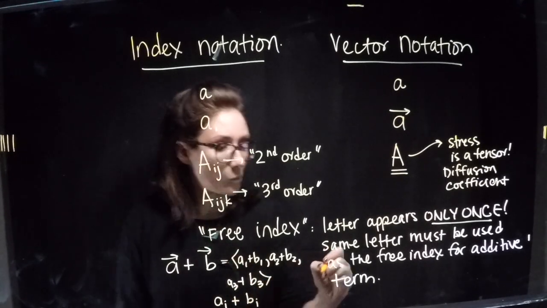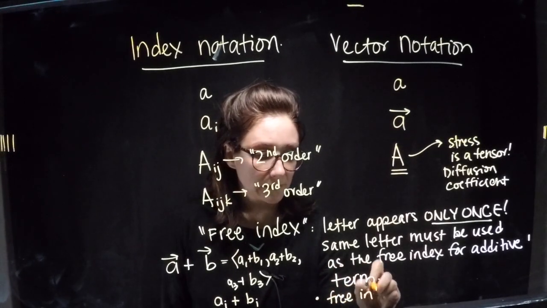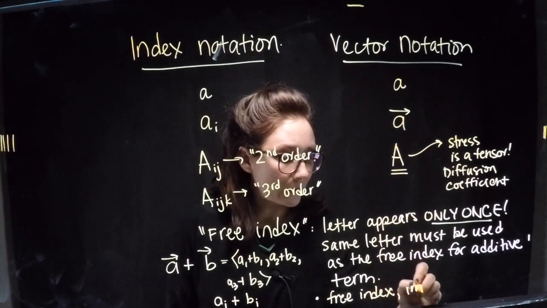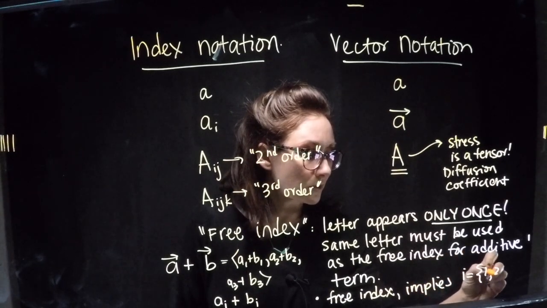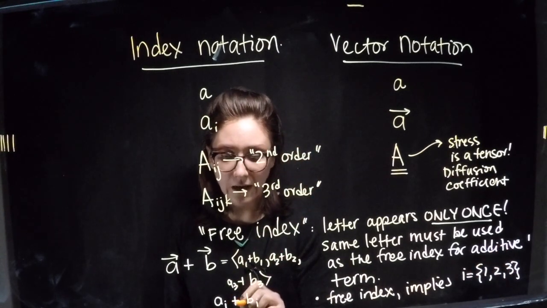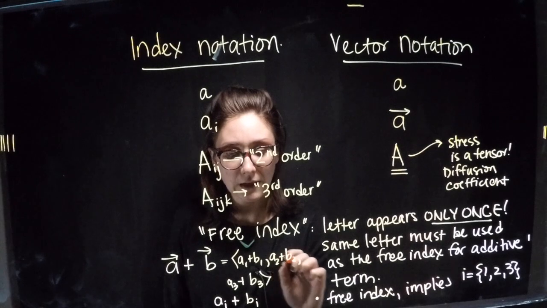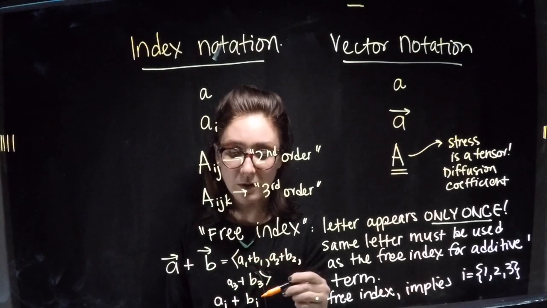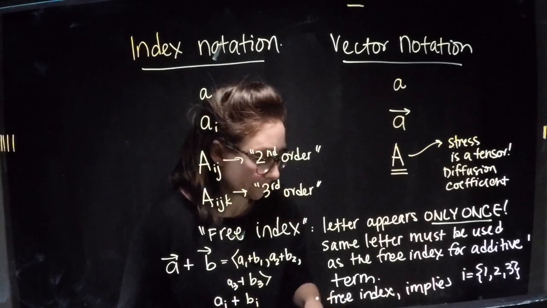And here, one last little note about the free index. The free index, and all indices really, implies I equals 1, 2, and 3. And you can really see that in this example here, where I have AI plus BI, and then if you look at this expanded form here, I've got A1 plus B1, A2 plus B2, A3 plus B3. So essentially I have 3 distinct equations for each of the components of this resultant vector. Okay.